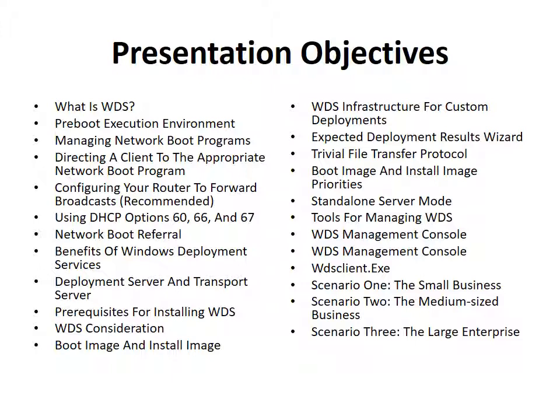We talked about the prerequisites for installing Windows Deployment Services, some WDS considerations. We also talked about the boot image and the install image and what the difference between those are. We discussed the WDS infrastructure for custom deployments. We discussed the expected deployment results wizard, but again, that's no substitution for testing your deployment. We talked about TFTP and how that's used in WDS. We also discussed boot image and install image priorities.